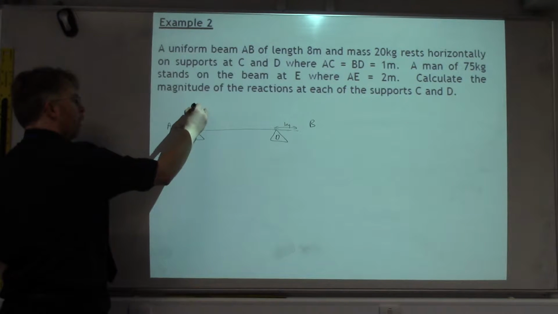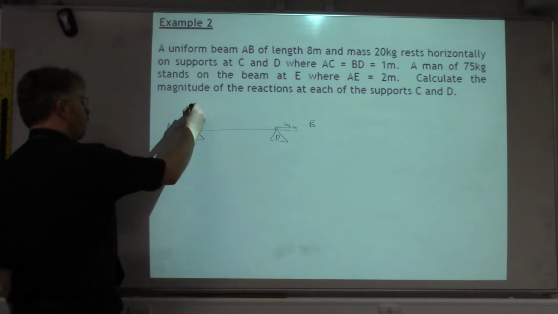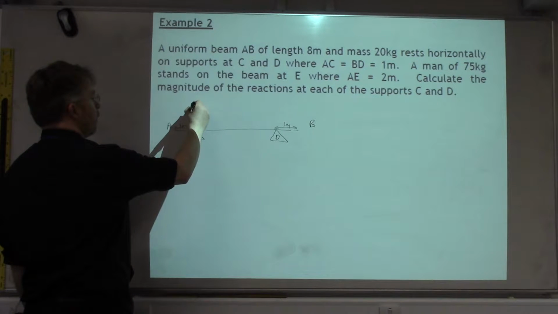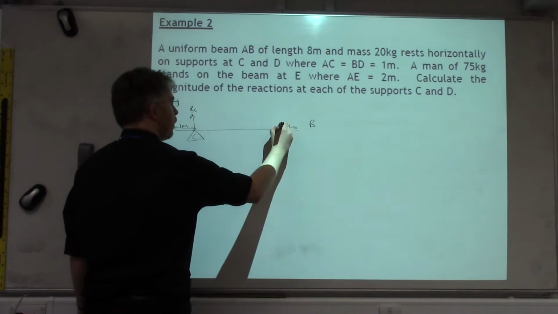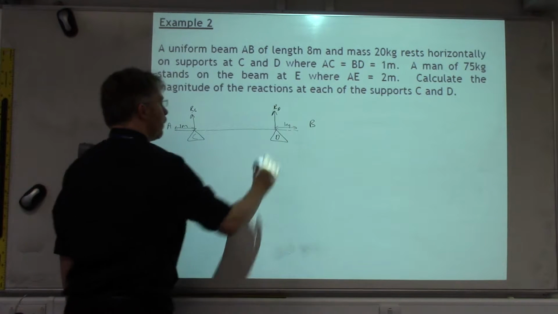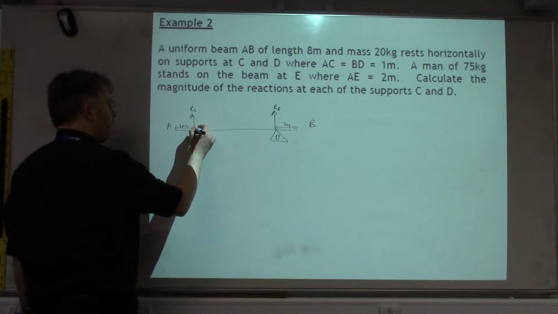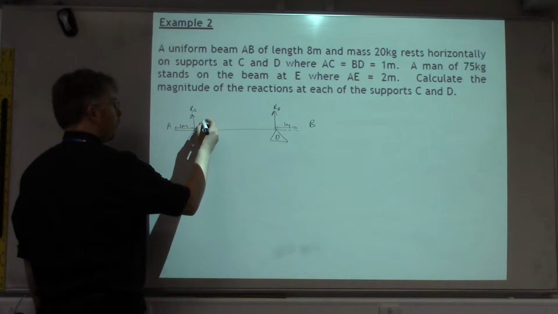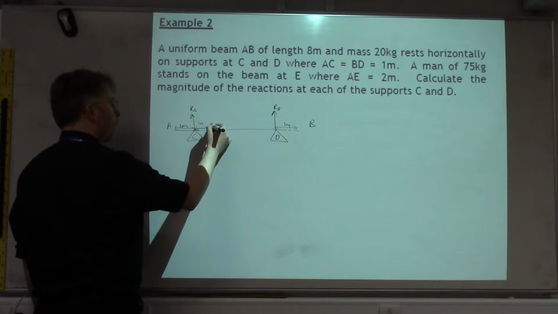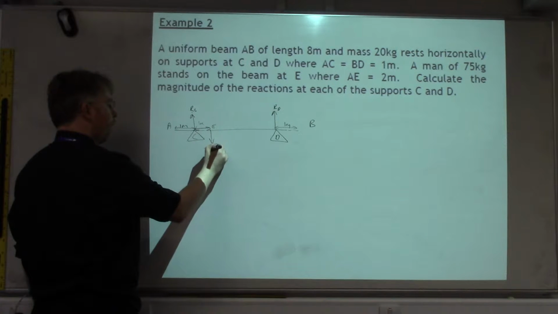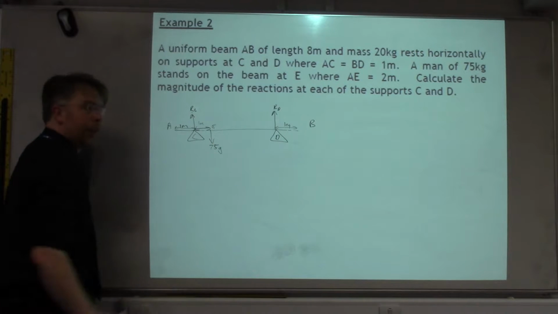Because those are supports, they have normal reactions, so RC and RD. We've got a man of 75 kilograms at E, where AE is 2 metres, so another metre in. We have the point E, and there's a man of 75 kilograms and therefore a weight of 75g downwards.